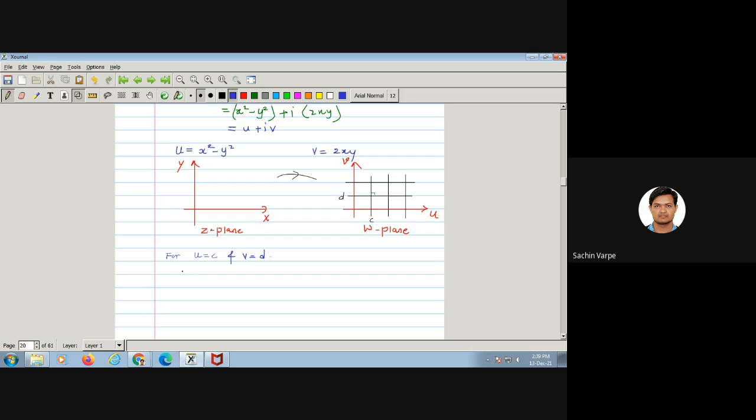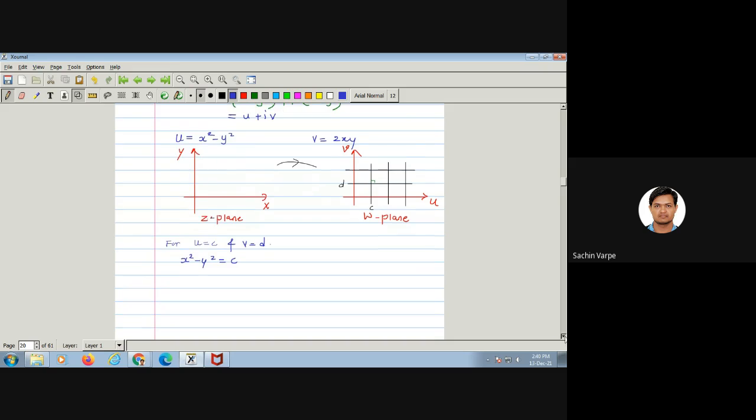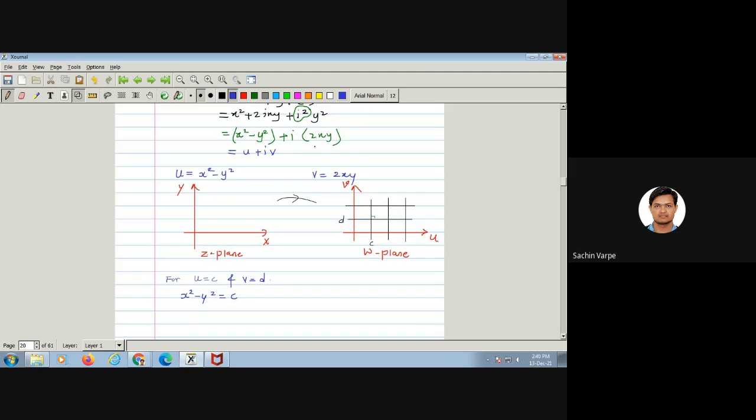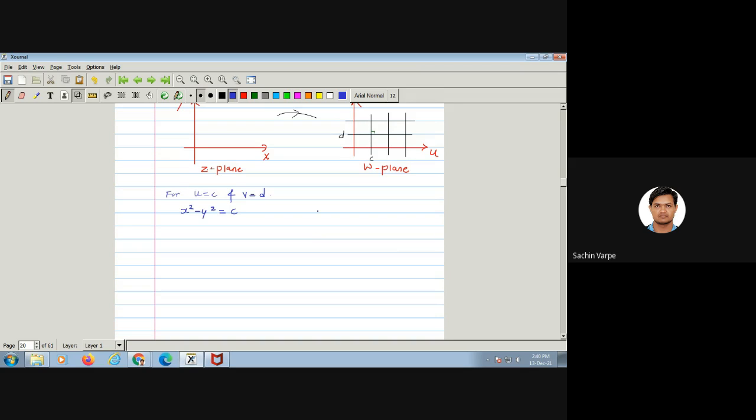U is nothing but x square minus y square, and that is equal to C, we are saying. And on the other side, V equal to D. So what is V? V is 2xy. So 2xy equal to D. Okay.